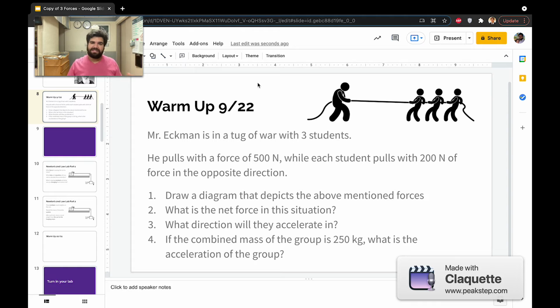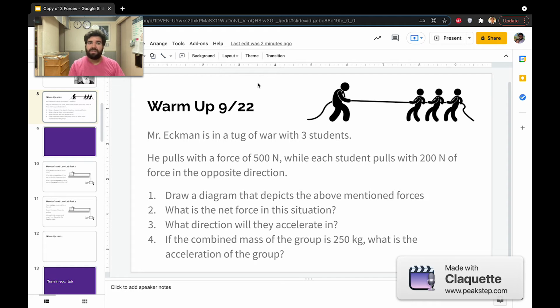And if I take the entire mass of Mr. Ekman and the 3 students together as 250 kilograms, what is the acceleration of the group? So you should be using Newton's second law, which I know you should have learned yesterday from the videos that you watched, and figure out the acceleration of that group. Please pause the video now. I'll make a good face like this, and you can pause the video and work on the warm-up.